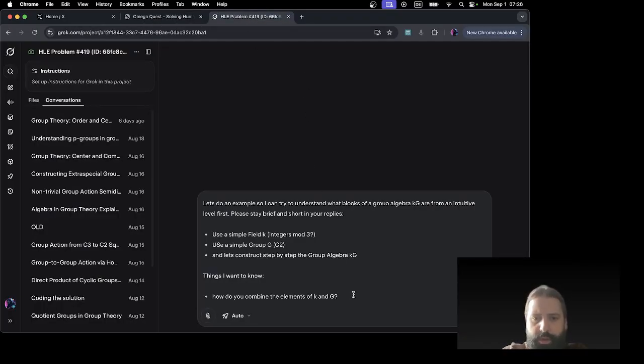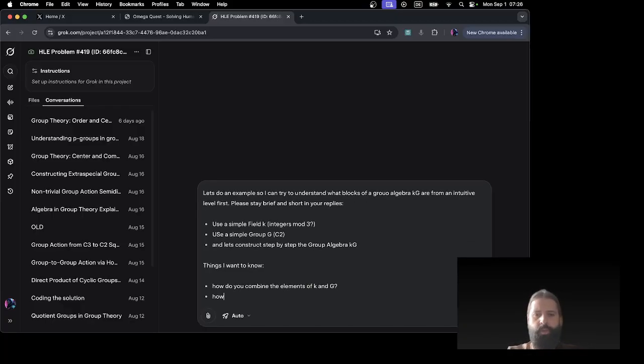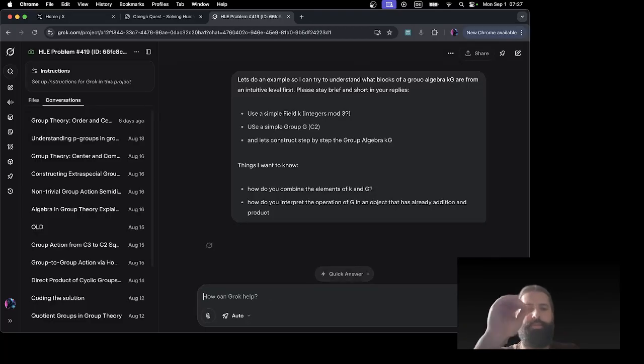So how do you combine the elements of K and G? How do you interpret the operation of G in an object that already has addition and product?